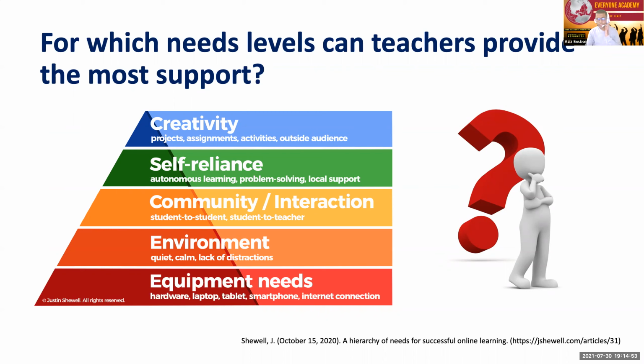So the question again is what level in the Maslow hierarchy can teachers help students with? In other words, as a teacher, what areas, creativity, self-reliance, community interaction, environment, or equipment needs, which of these can I help students with? Can I help students with their equipment needs? Can I help students with their environment? Can I help them with community interaction? Can I help them with self-reliance? Or can I help them with creativity? Which one can I help the most?